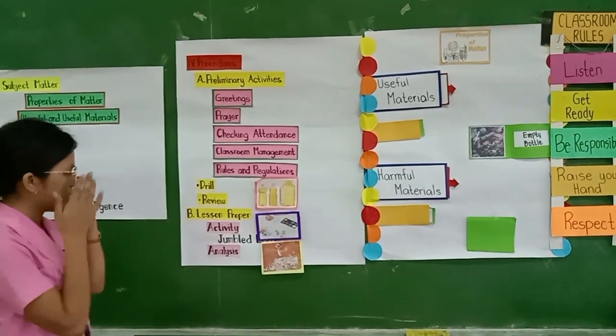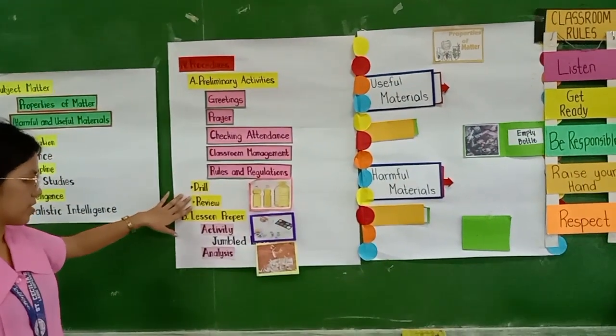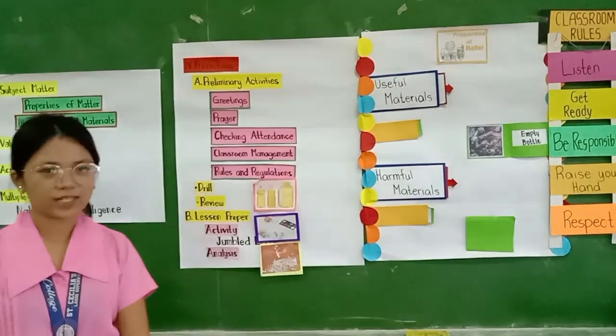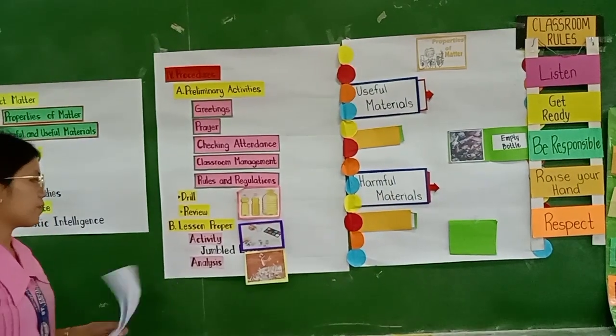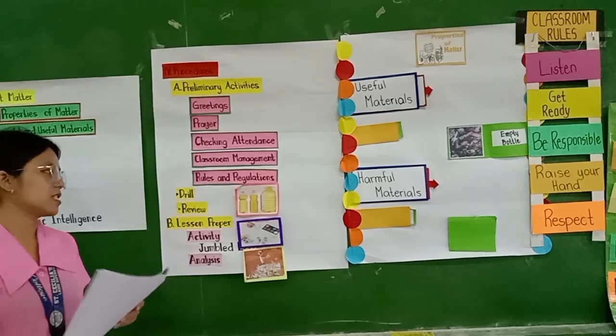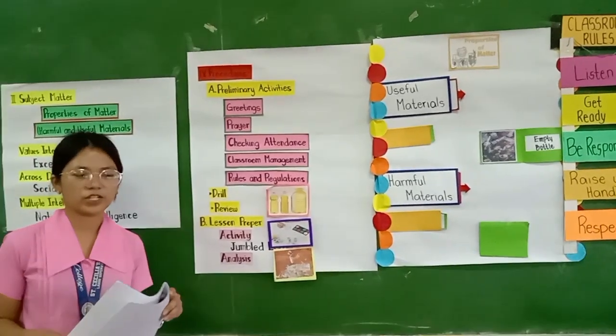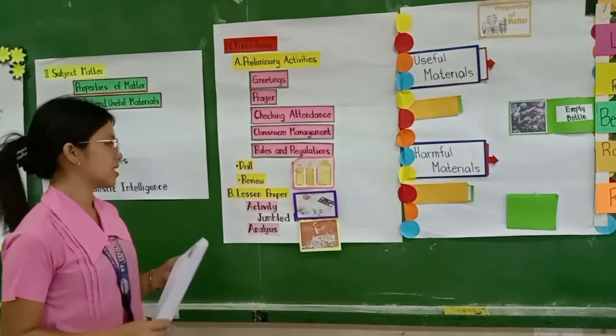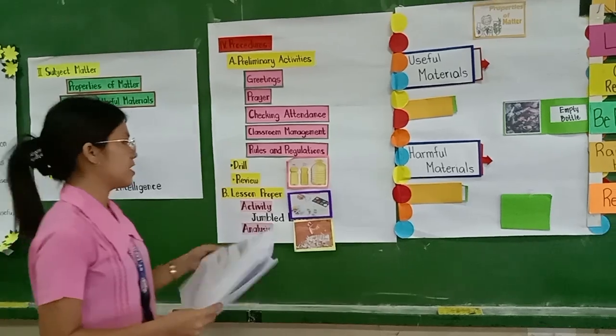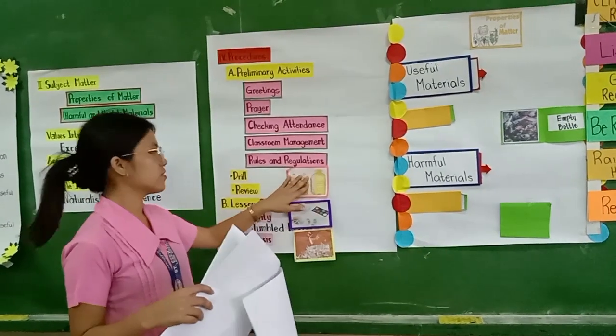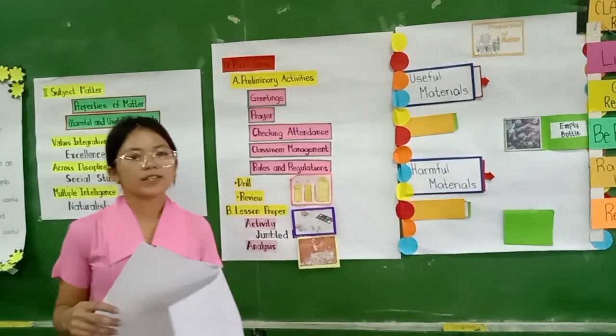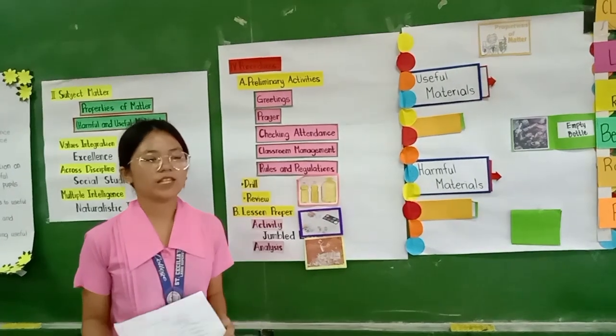So next is our review. Here is the states of matter. Our previous topic here is the states of matter, the three states of matter, which are solid, liquid, and gas. So I provided here the same pictures and the students determine if it is solid, liquid, or gas.